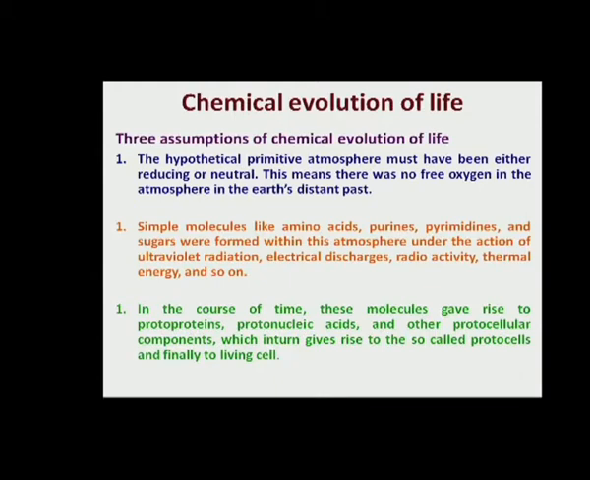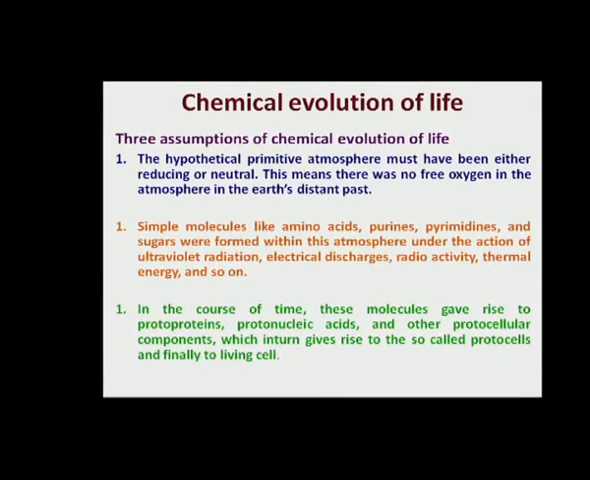The basic assumptions in chemical evolution of life, there are three major assumptions. The first assumption is the hypothetical primitive atmosphere must have been either a reducing or neutral environment. That means at that stage there may not have been any oxygen in that environment. So in that environment, simple molecules like amino acids, purines, and pyrimidines, the simple biomolecules, might have been synthesized first under the influence of ultraviolet radiation, electrical discharges, radioactivity, thermal energy, and so on. Later, these simple molecules coalesce together and form big biomolecules, and then finally the cells. These biomolecules may be like protoproteins, protonucleic acids, and other protocellular components that result in the formation of cells.